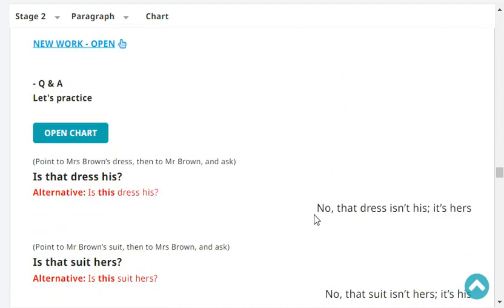Very good. Okay, next. Is that dress his? No, that dress isn't his. It's hers. Is that suit hers? No, that suit isn't hers. It's his.